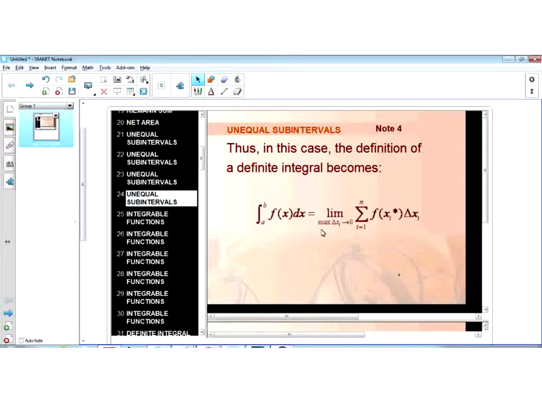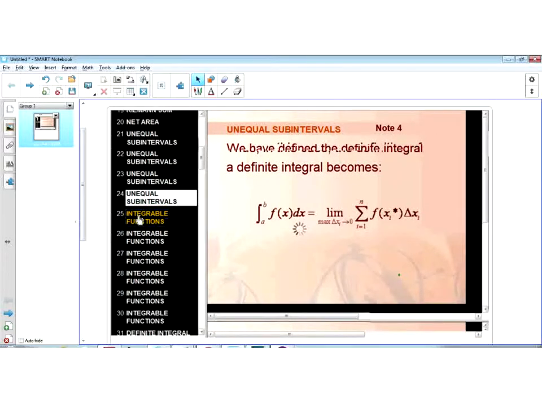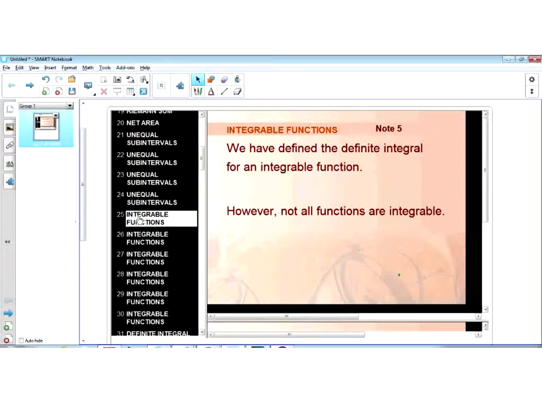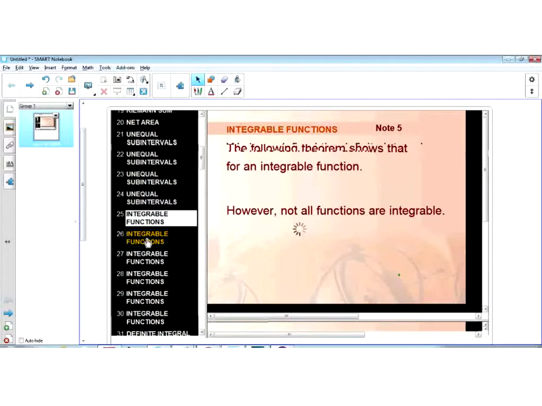So for unequal subintervals, we can refine our limit to be the limit as the maximum width of the subintervals goes to 0 of the sum of the rectangle areas. You'll have to do this if you choose not to have equal subintervals. Okay, so what constitutes integrable functions? Not all functions, of course, are integrable. So which ones are they?